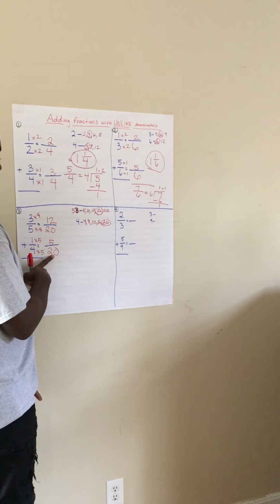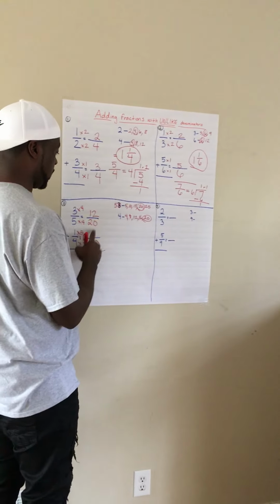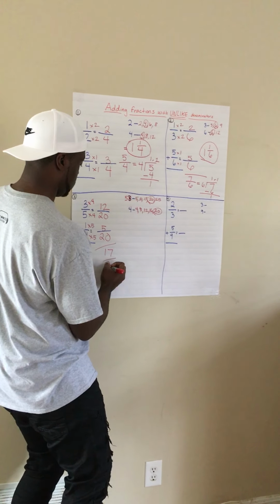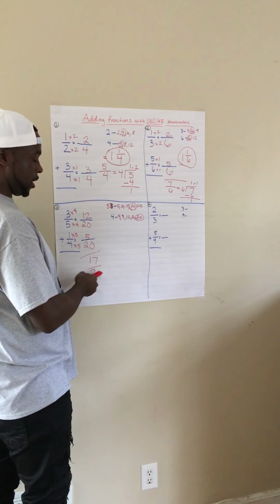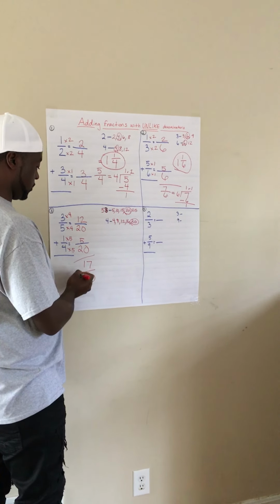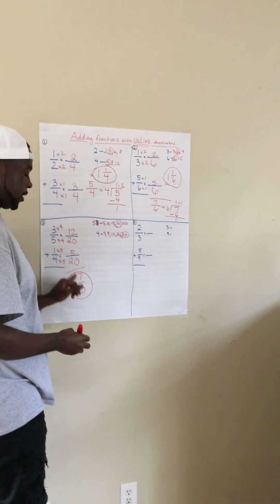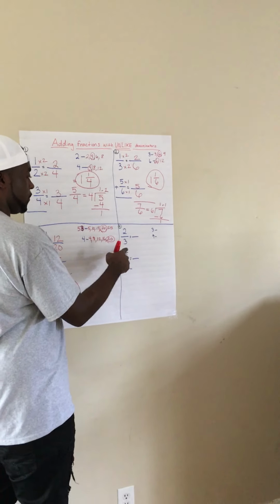Now we have common denominators. Now we can add. 12 plus 5 equals what? 17. Bring it over 20. So our numerator is lower than our denominator, so this is our final answer. So you should have got 17/20. So let's look at number 4.